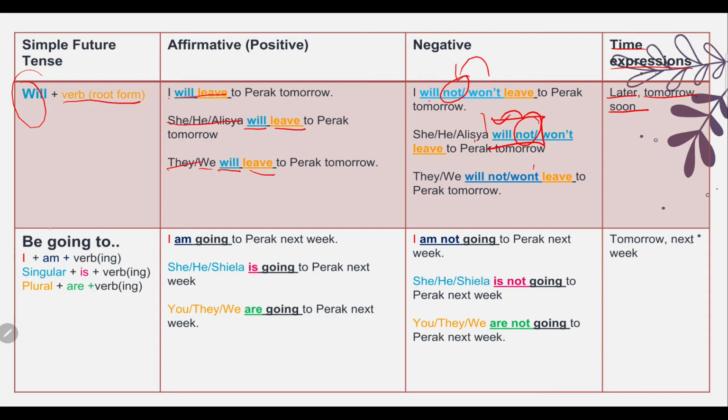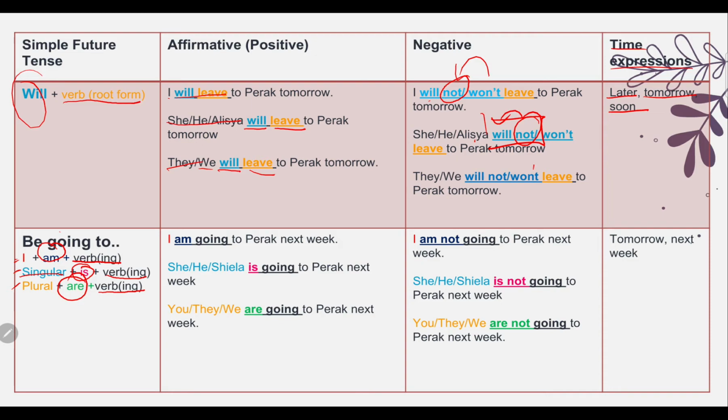Lastly, be going to. So for be going to, we have to look at the subject. For I, we are going to use am, and for the verb, we are also going to add on ing. If the subject is singular, the verb to be is, and the verb we also add on ing. And for plural, we use are, and the verb is also the same.